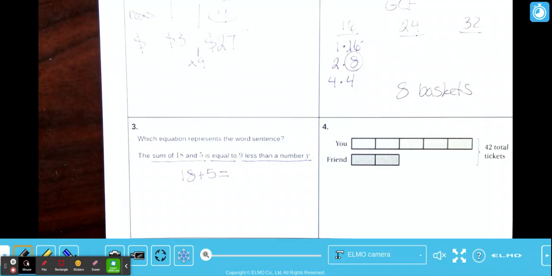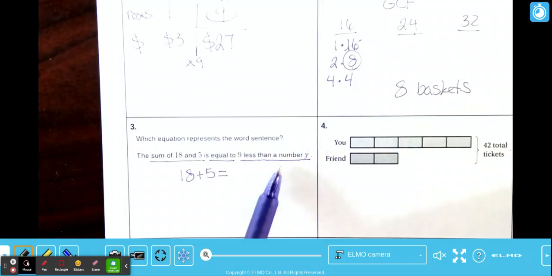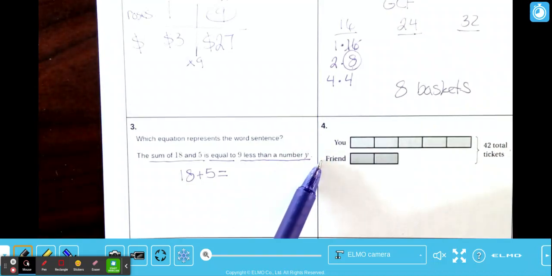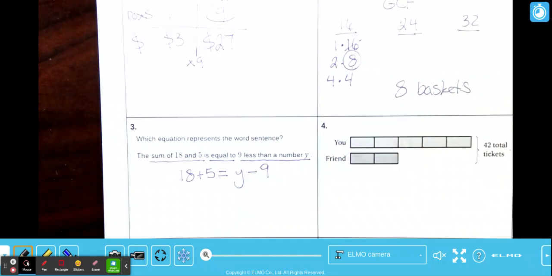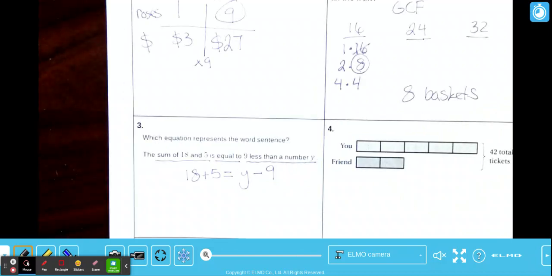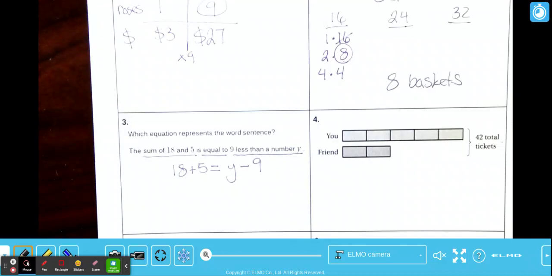Y minus 9. It looks like it would be 9 minus y. Why is it not 9 minus y? Less than. Okay, so that means y minus 9. Which one is that? 3. Oh, C. C?